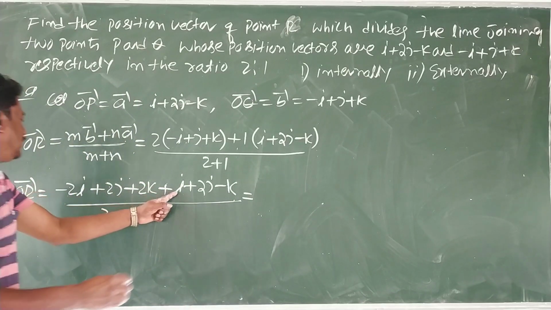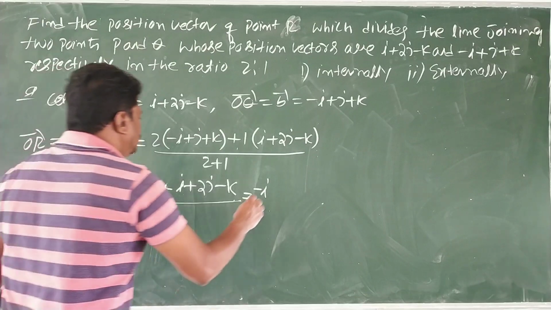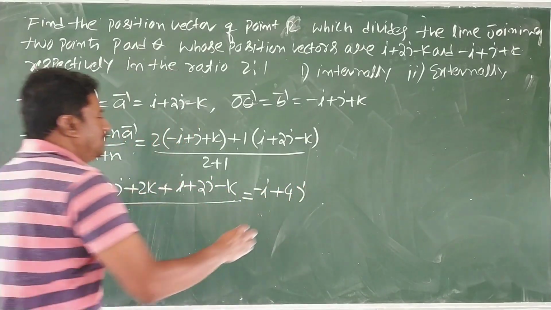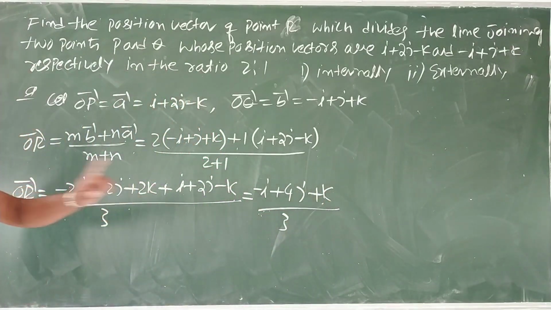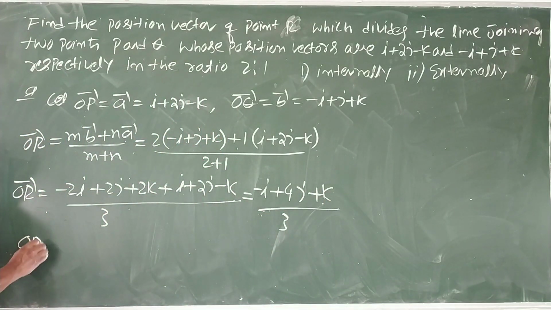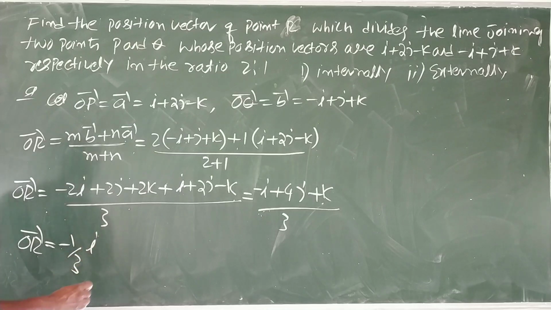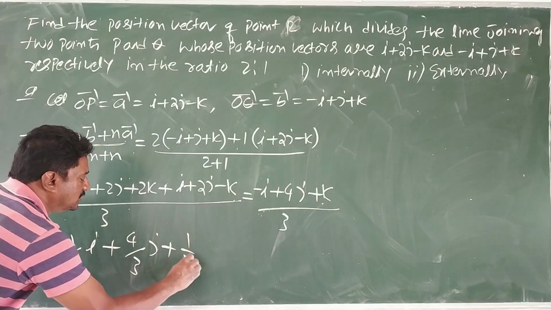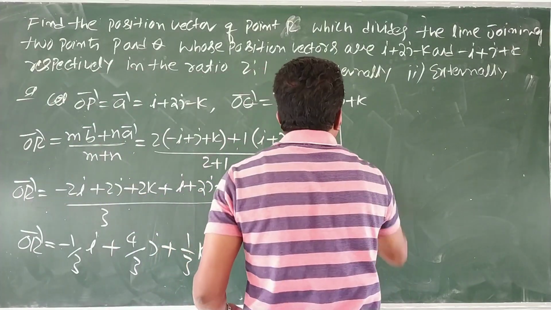Minus 2i plus i, minus i. 2j plus 2j, 4j. 2k minus k, k, by 3. Is that correct? So now split it: minus 1 by 3 into i plus 4 by 3 into j plus 1 by 3 into k. Now let's go for external division.